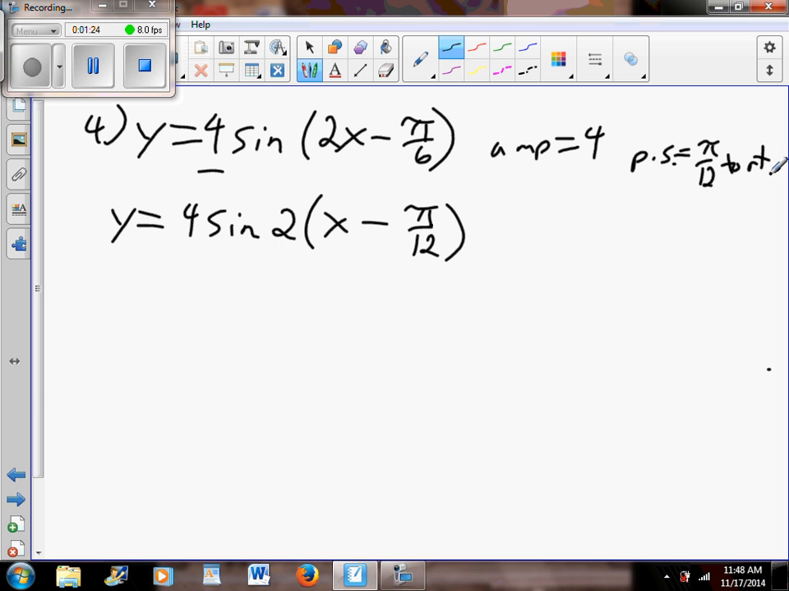Okay? The period will equal this expression, 2 pi over the absolute value of b, which is 2. And it's going to be a positive 2. So the period is pi.